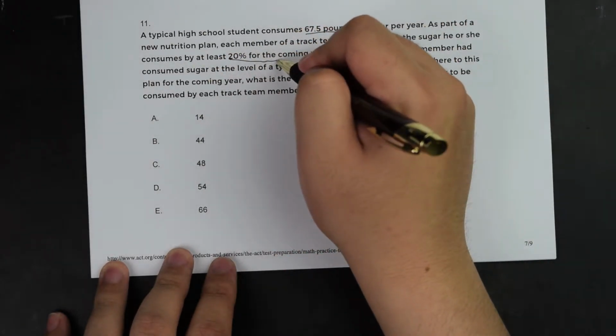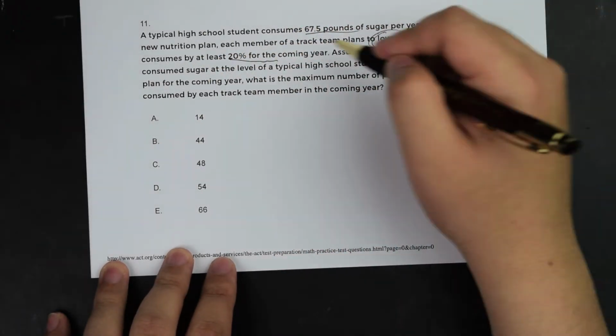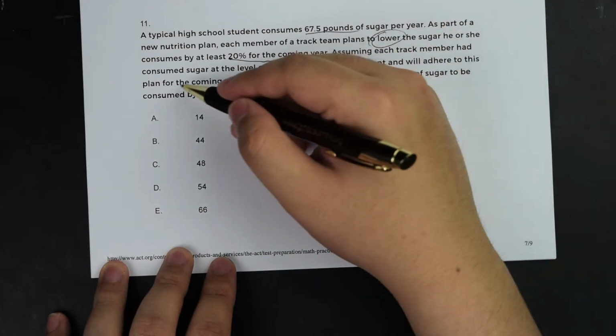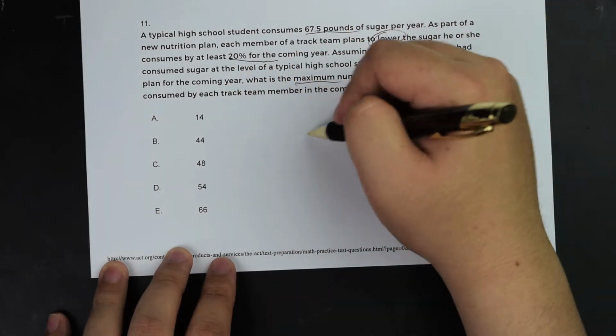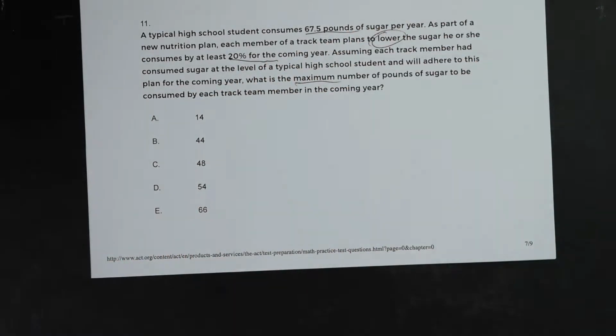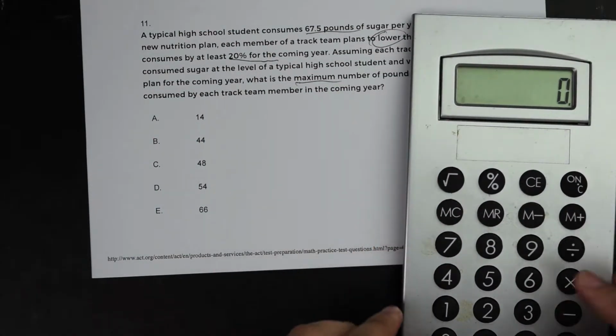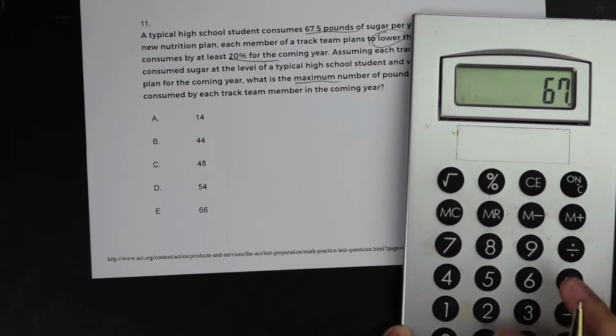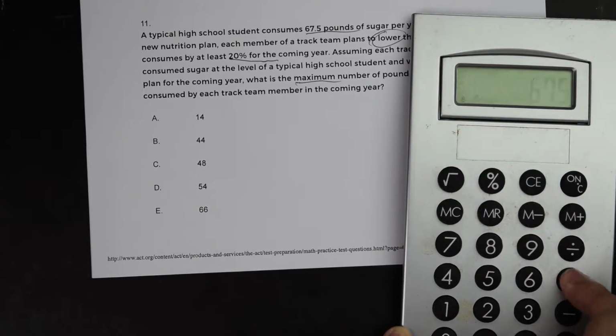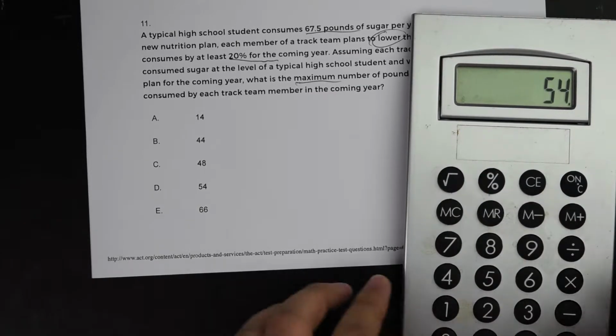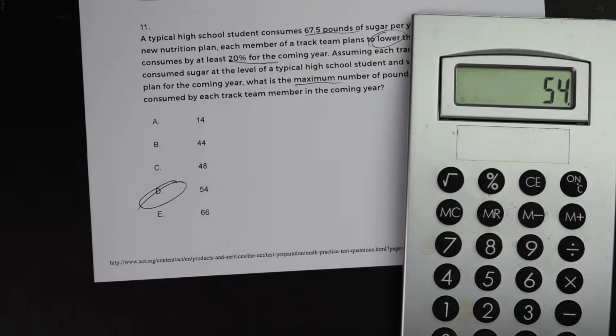Consumes at least 20% lower. Okay, consumes here, to find the maximum number of pounds. So 20% to drop it. Okay. So for number 11, my final answer is D.